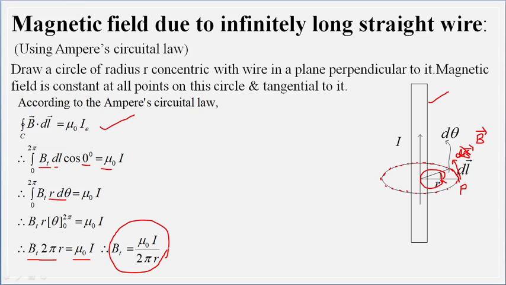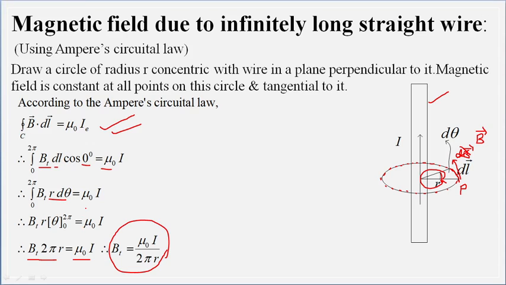But that derivation was running into almost 2 pages. Here, in fact, you can get it in only 2 steps. Write Ampere's circuital law, substitute there and integrate. In 3 steps, you will get this expression for the magnetic field. So it is so easy.